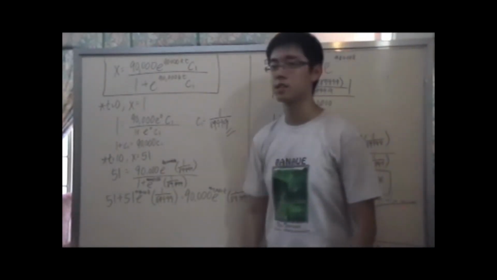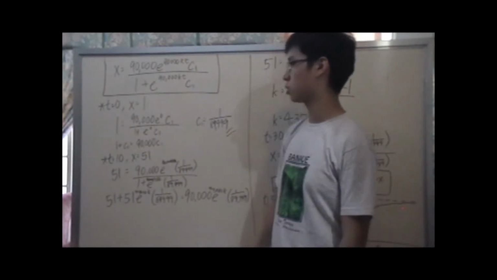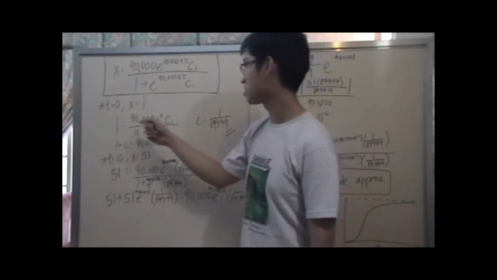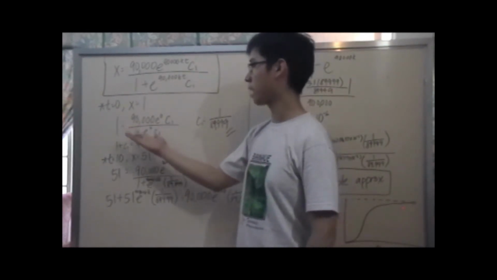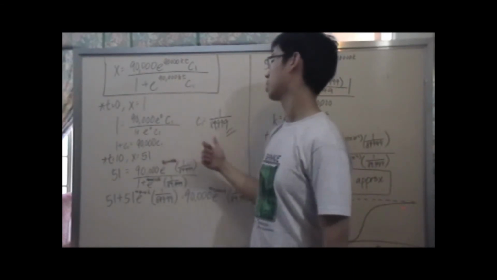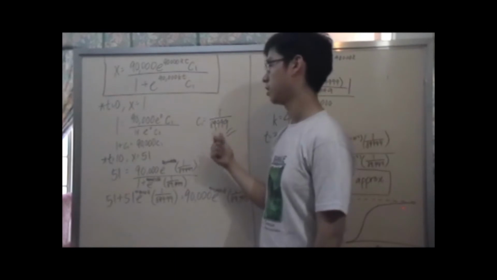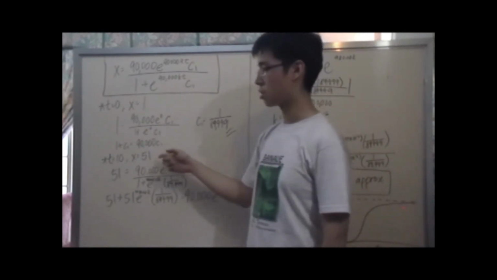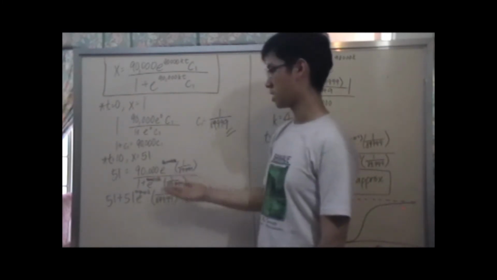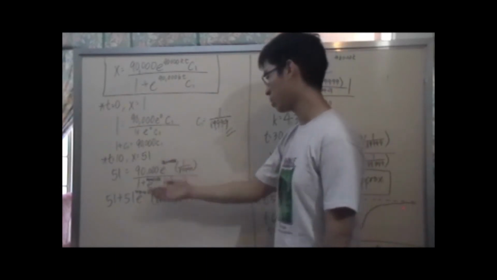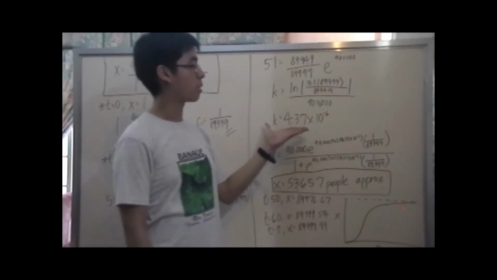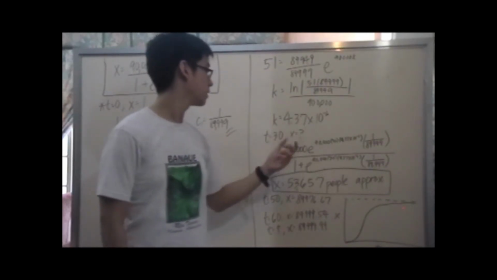Now we need to find k and C1. In order to do that, we use the two initial conditions given in our problem. Let's use the first: t equals 0 and x equals 1. If we plug everything in, k is multiplied by 0, so we can find C1, which is 1 over 89,999. For the second initial condition, t equals 10 and x equals 51, k is now the only unknown variable. By doing all this algebra, we arrive at k equal to 4.37 times 10 to the negative 6.